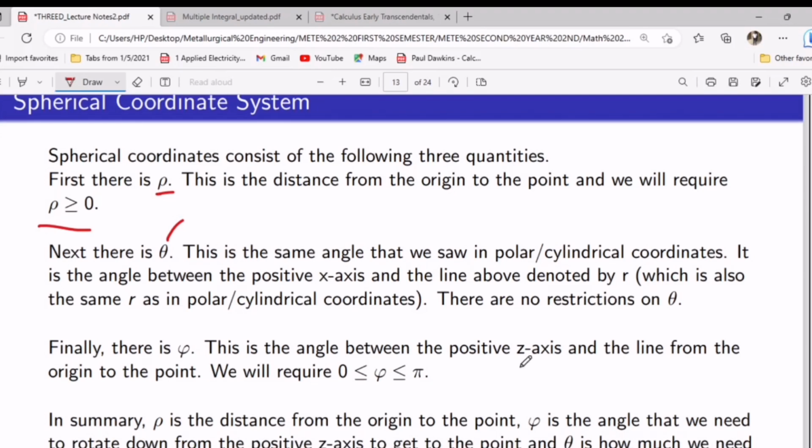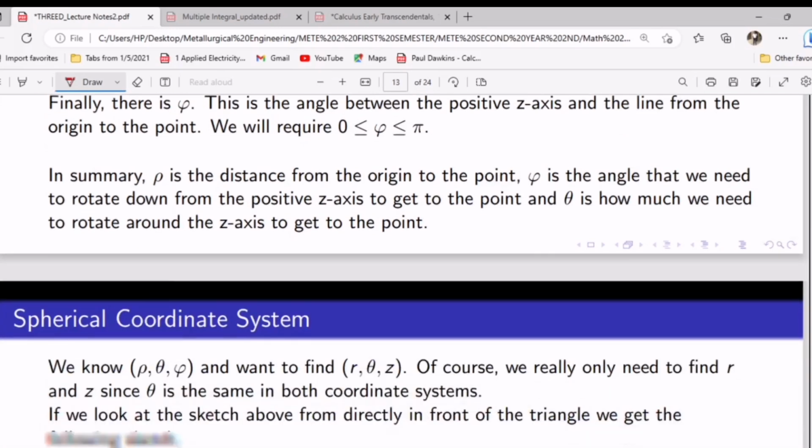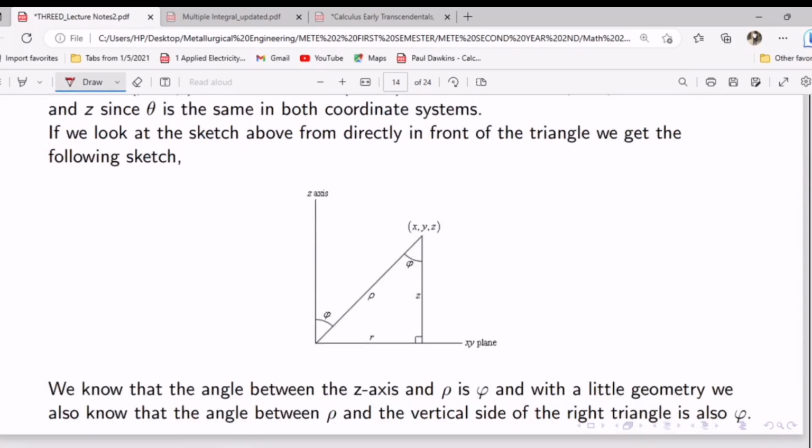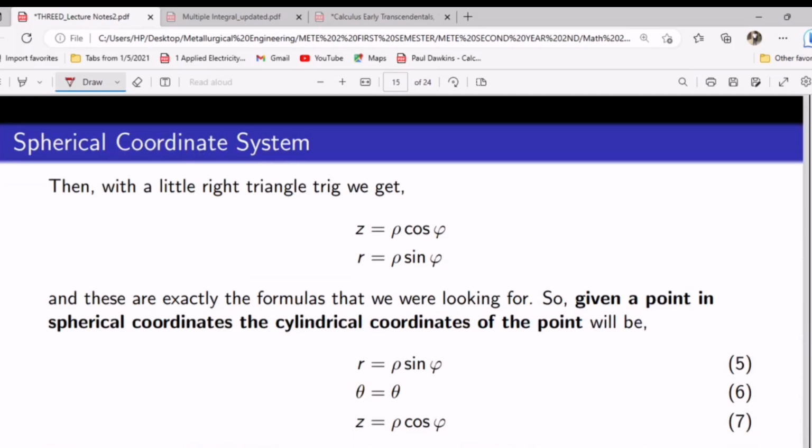Then we move on to phi. Phi is the angle between the positive z-axis and the line from the origin, and it's between 0 and 180. Some relationships we need to know, from proving the formula: z is equal to rho cos phi, and r is equal to rho sin phi.